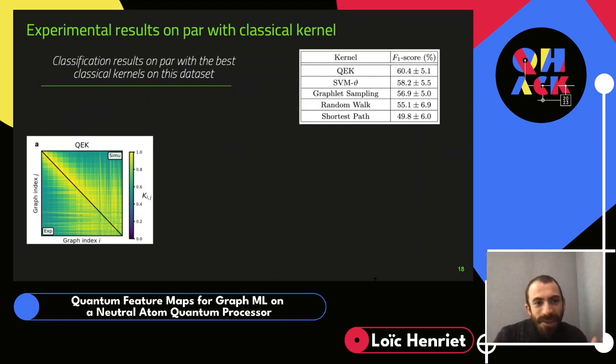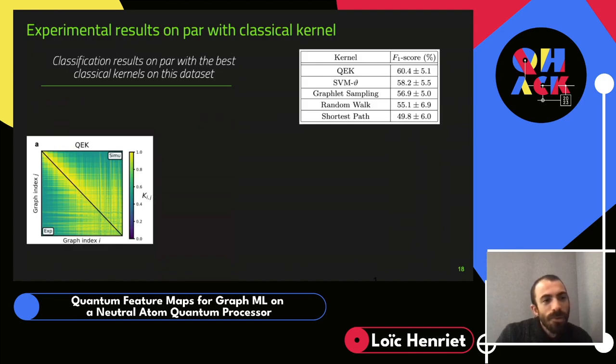One thing that is important to know is that the indices are sorted by increasing graph sizes. So small graphs on the top left, and large graphs on the bottom right. On the top part, we show numerical simulation values, and on the bottom, experimental values. So first conclusion, very good agreement. So that's lucky. We understand very well what's happening in the experiment. So that's a good conclusion.